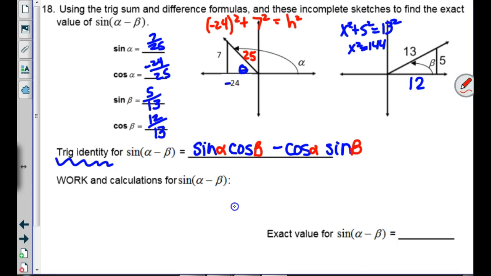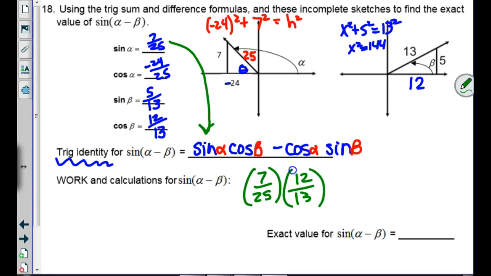Now we're supposed to substitute values in. And when you substitute values in, you do not write the word sine or cosine. So the sine of alpha is simply 7/25. Okay, putting that in here. The cosine of beta is 12/13. Somebody warn me if I do one of these wrong. Minus the cosine of alpha, which is negative 24/25. Sine of beta, which is 5/13. Hint, guys, you shouldn't use any of those values more than once.